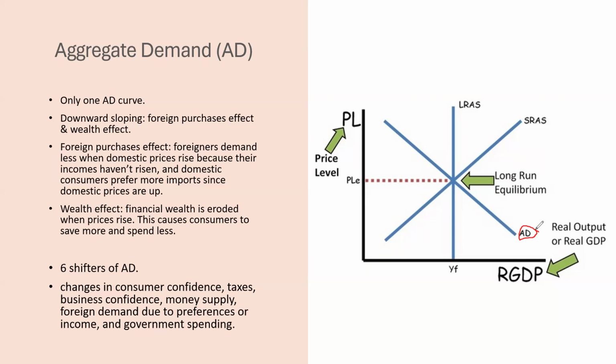There are 6 shifters for AD: changes in consumer confidence, taxes, business confidence, money supply, foreign demand due to preferences or income, and government spending.